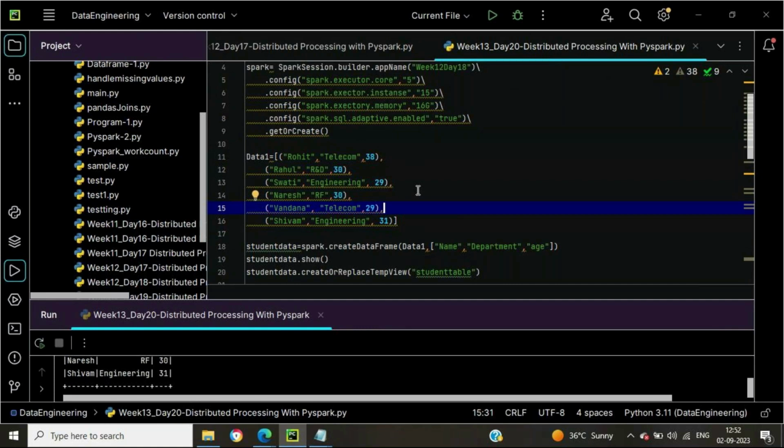Second, how to create the EMR and Databricks cluster for the execution. So far we have done the execution on the local machine. Now we will have the look and feel of the cloud environment, that is Databricks and AWS. Databricks we are going to have on the Azure cloud, and EMR we will have on AWS. I will give you the understanding of how to create those clusters, and that will be beneficial for you in order to face interviews.